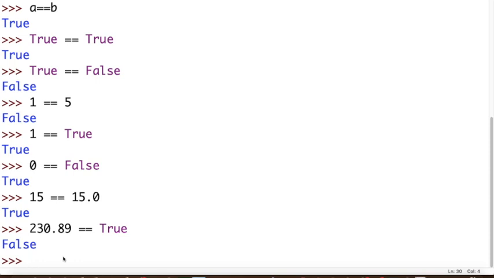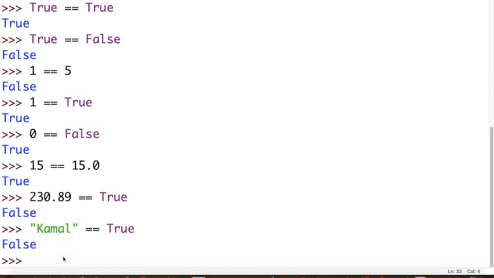Now let us come to the next question. We have a string called Kamal, and I'm going to compare it with true. Now let us see the outcome. The outcome is false, because Kamal is a string value and we are comparing it with a boolean value, and it does not have any comparison, so the result is false.